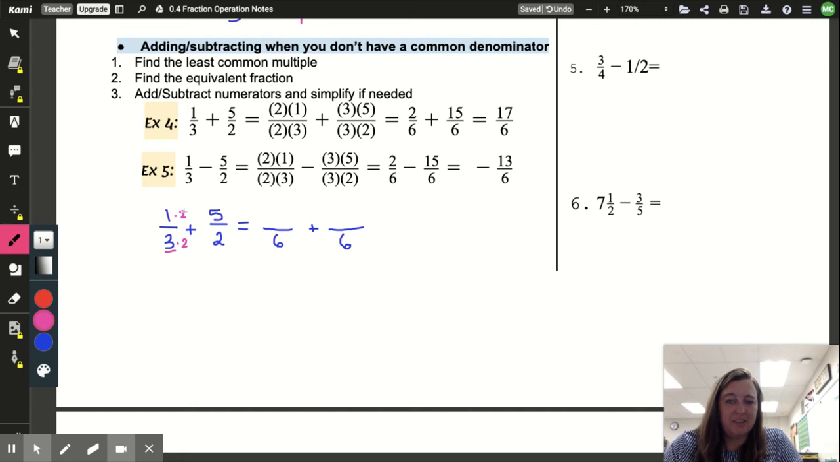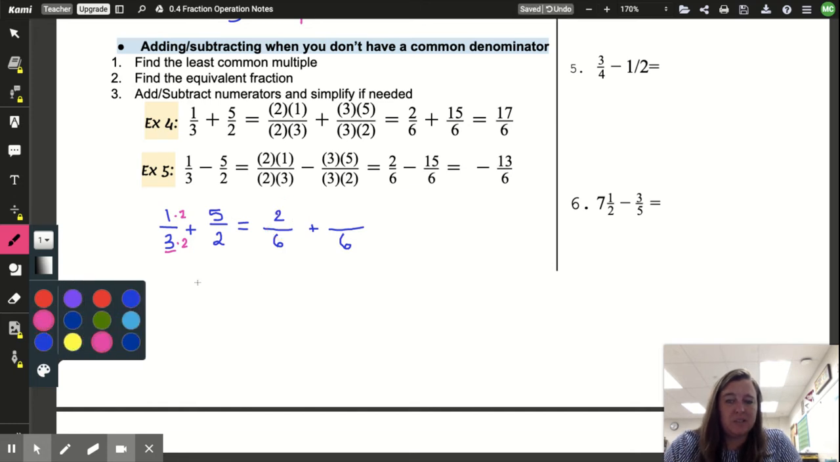This is actually using that multiplicative identity property because we're multiplying this fraction by 2 over 2, which is just 1, the multiplicative identity. That's why this works. It's not actually changing the value of the fraction. So on the top, 1 times 2 is 2. So now this fraction becomes 2/6.